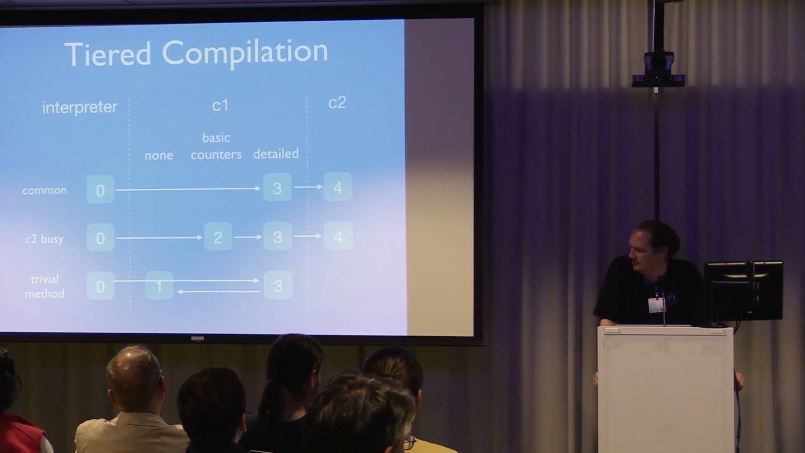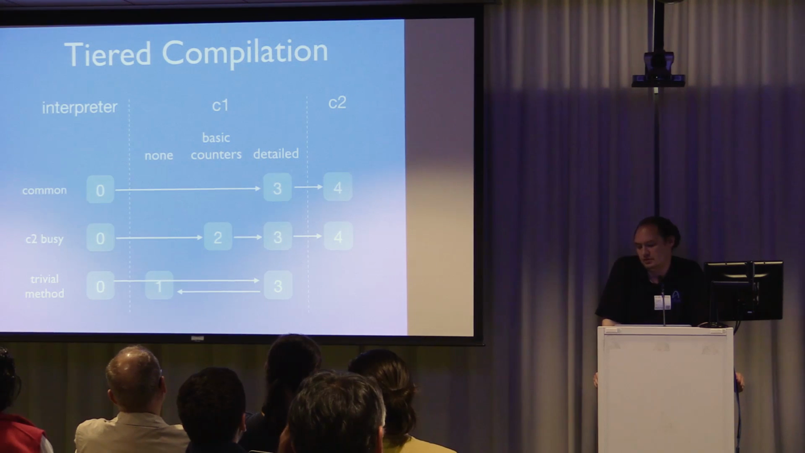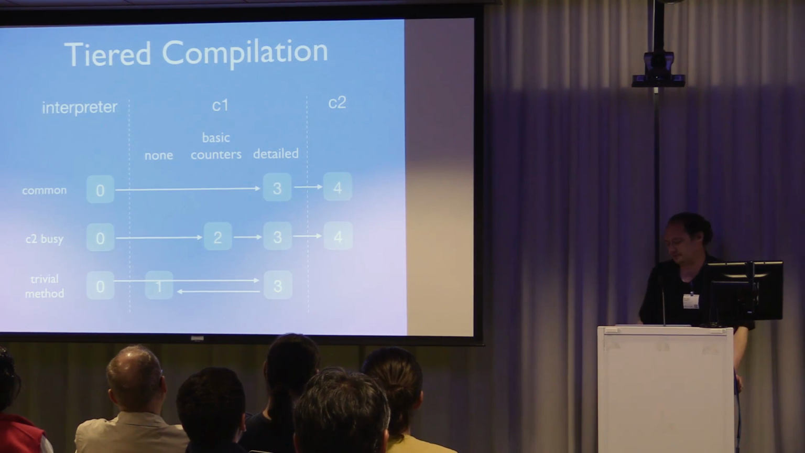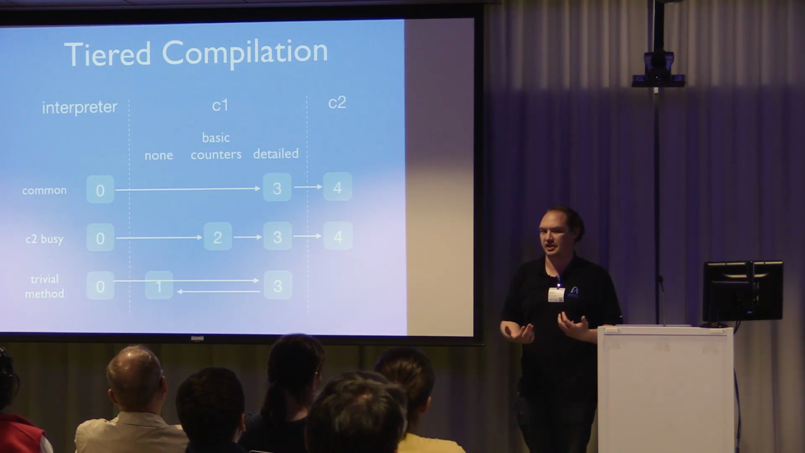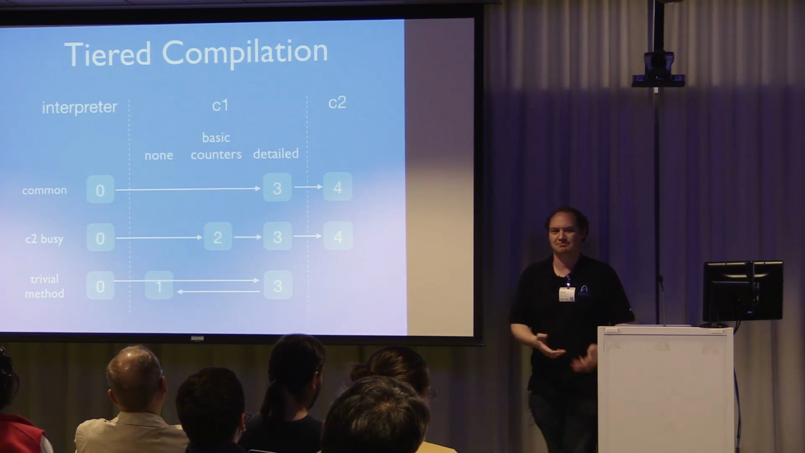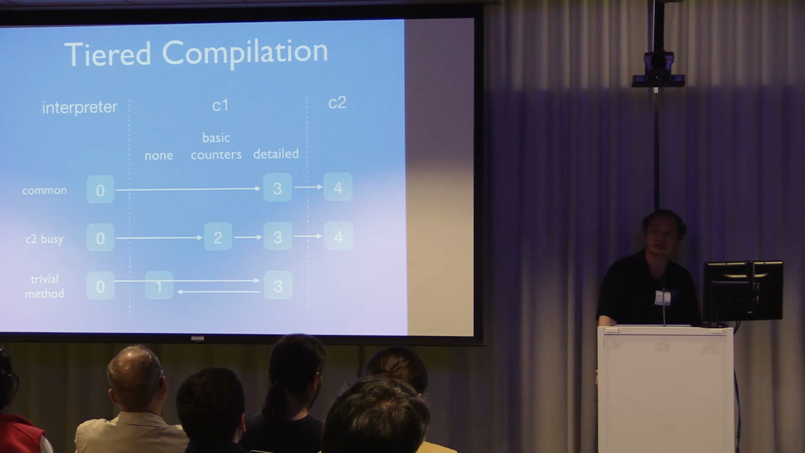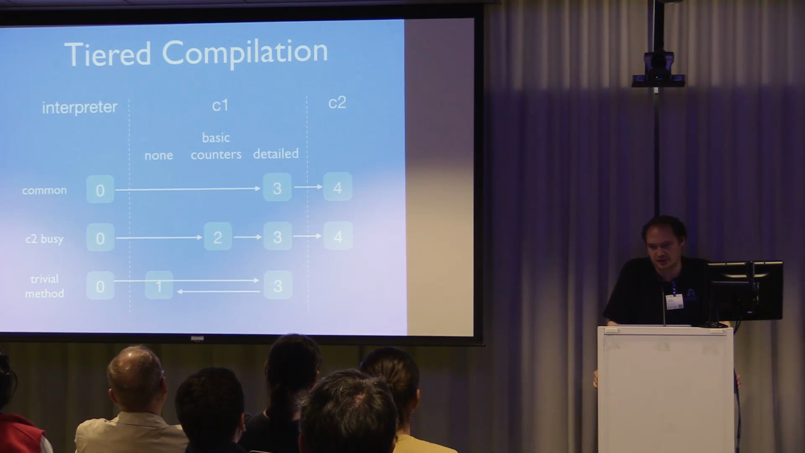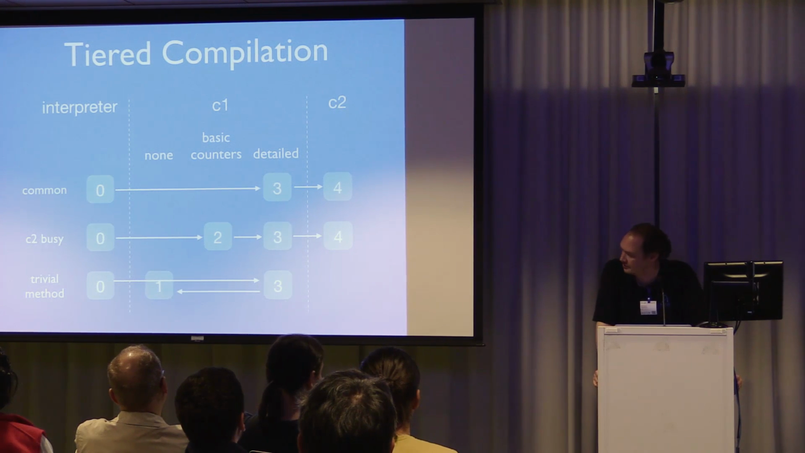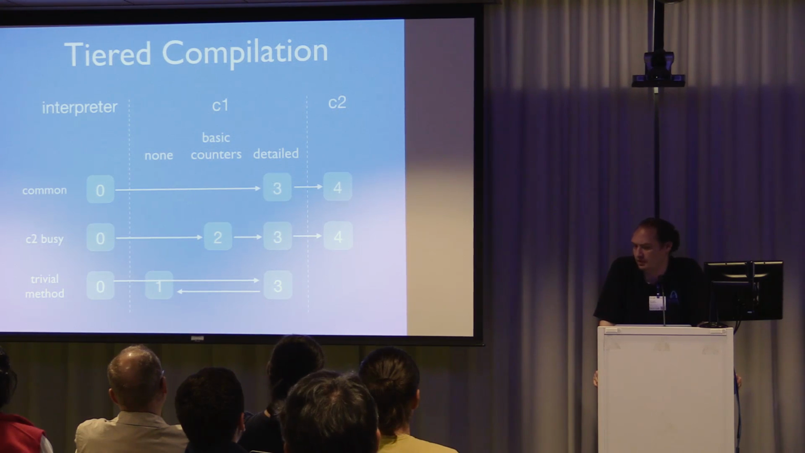In this case, we start in 0. We go to tier 3. And C1, during the course of doing the compilation, says, you know what? This method's pretty easy. There's nothing really interesting here. Nothing that C2 is better at than C1 is. So rather than spending the time on C2, which is in some sense a scarce resource, C1 just does it itself.